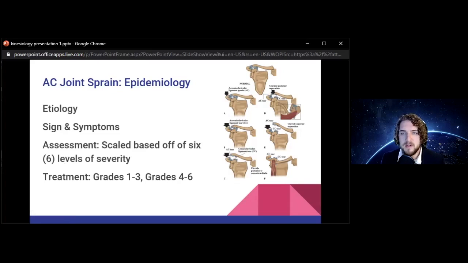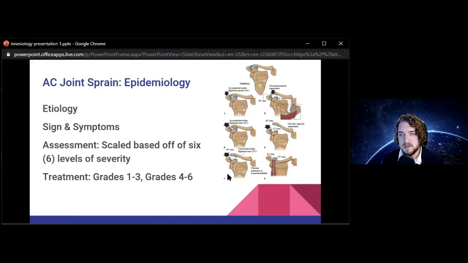And so moving on, the AC joint is also classified with 6 levels of severity. You can see here on the right, type 1 is all of the ligaments remain intact. There's no major deformity, but it still could be very painful. Type 2 is a tear of the AC joint and the CC joints. The second is just a rupture of the AC joint.